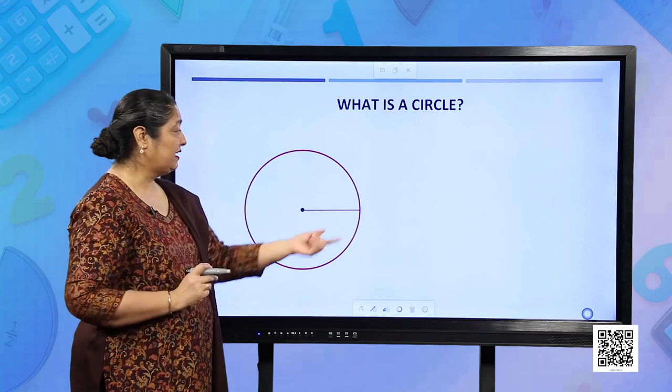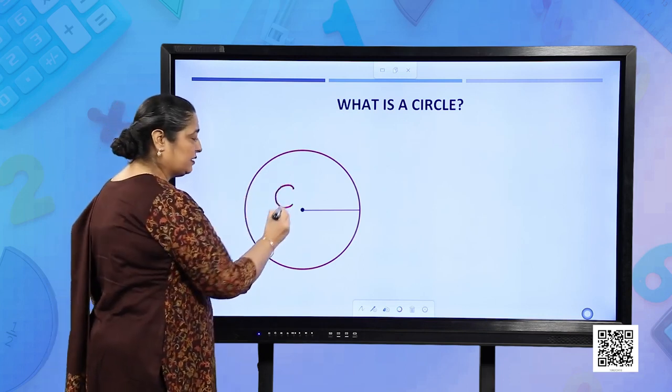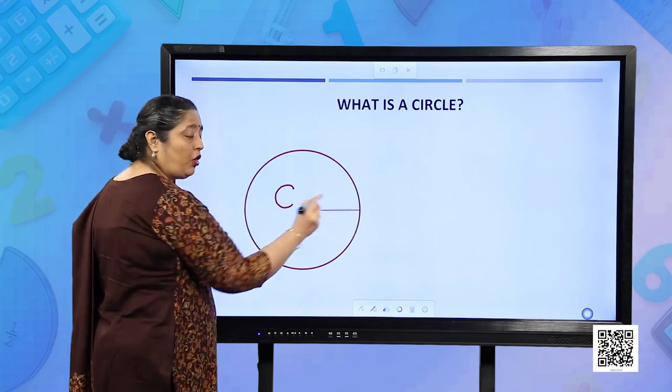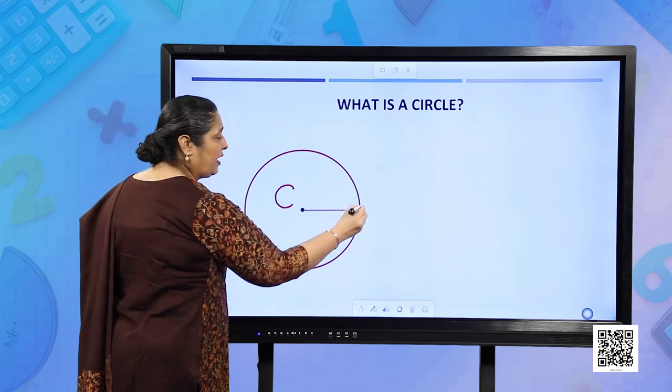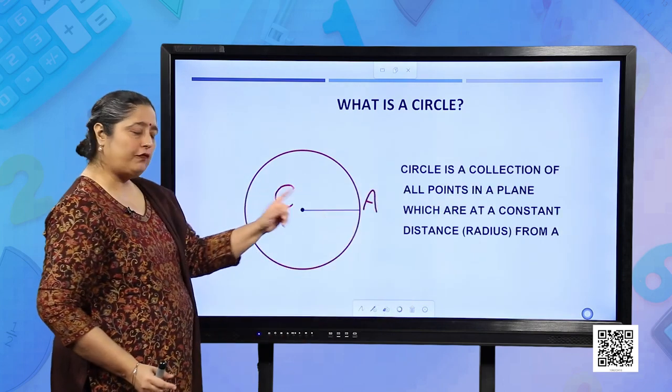Your favorite pizza. This is a circle. And let me mark the center of the circle. This is C, the center of the circle. This is any point on the circle. Let me mark it as A, right? So, the circle is a collection of all the points.